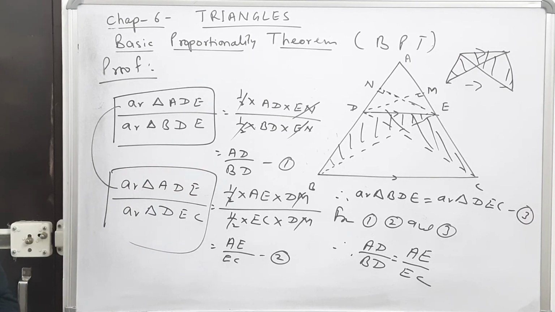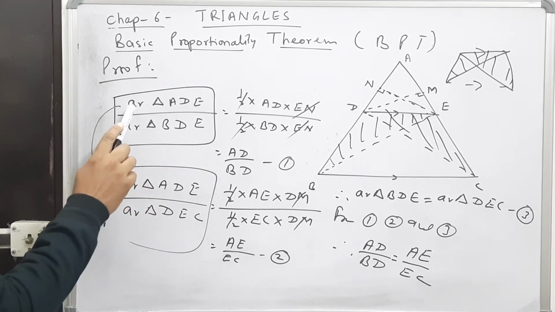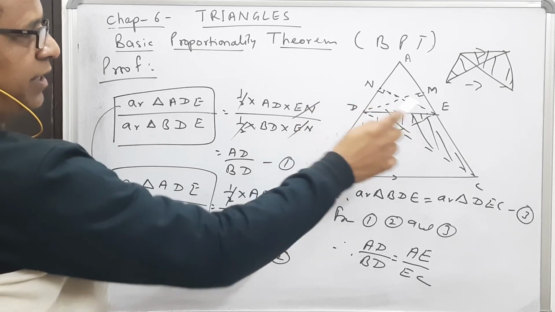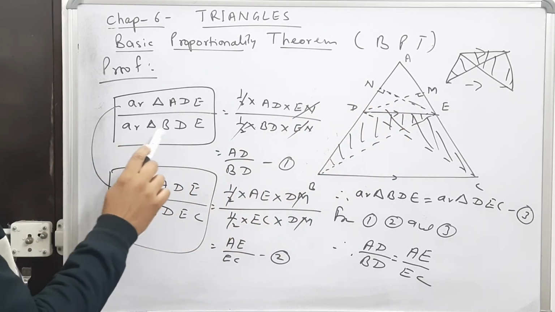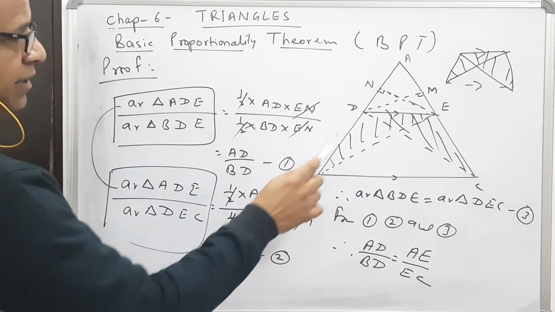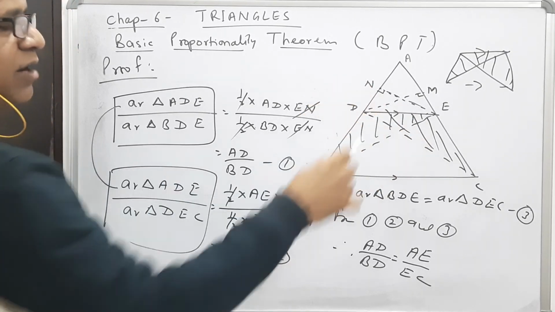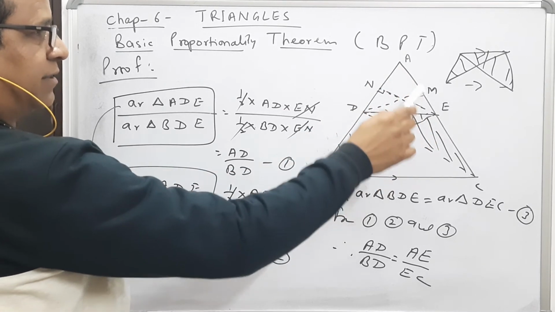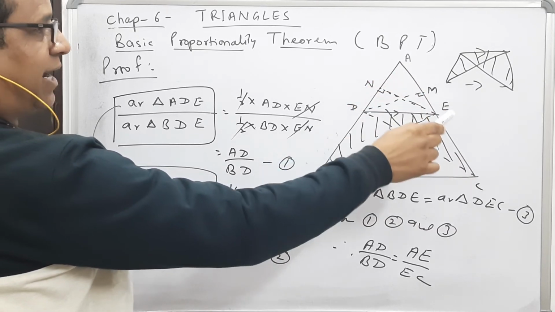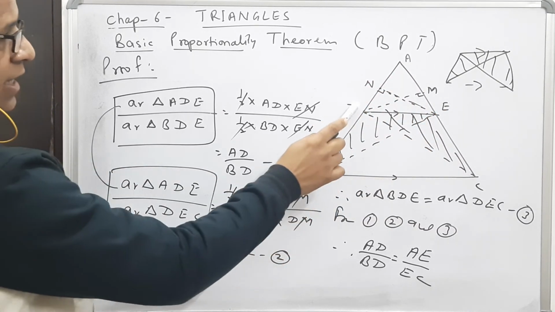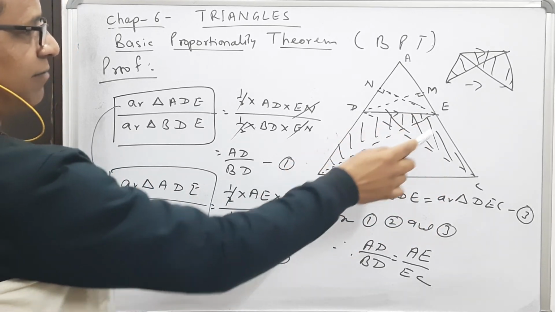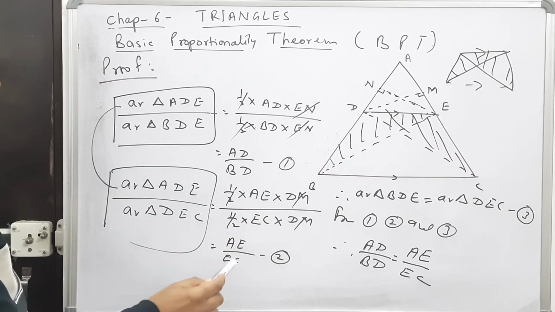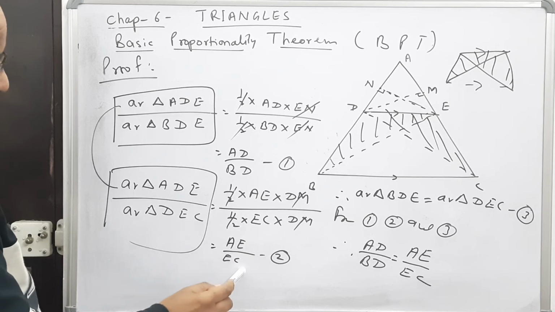Once more I am explaining the theorem. See once more. Area of triangle ADE, that is this triangle, is half base into altitude. Then area of triangle BDE, this triangle, is half base into altitude, which will be outside because it is an obtuse angle triangle. Second part, area of triangle ADE, this time I am taking AE as a base, so it is half AE into DM. Area of triangle DEC is half EC as the base and DM as the altitude. Common altitude cancelled, half cancelled. It is AD upon BD, it is AE upon EC.